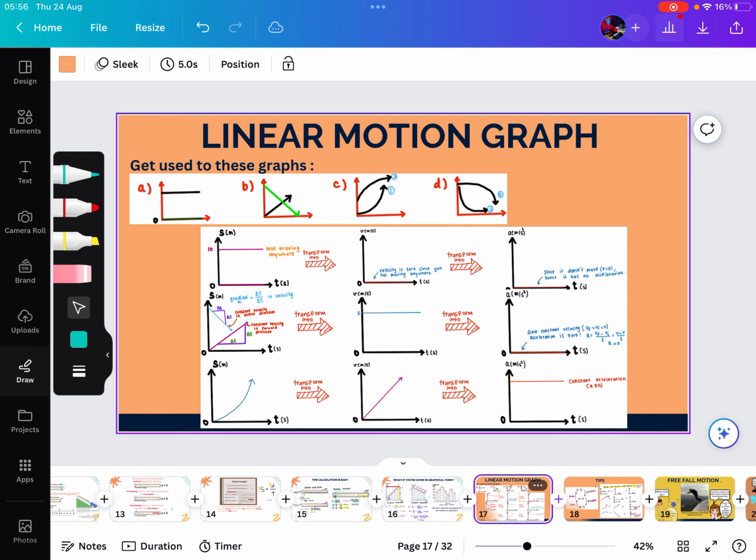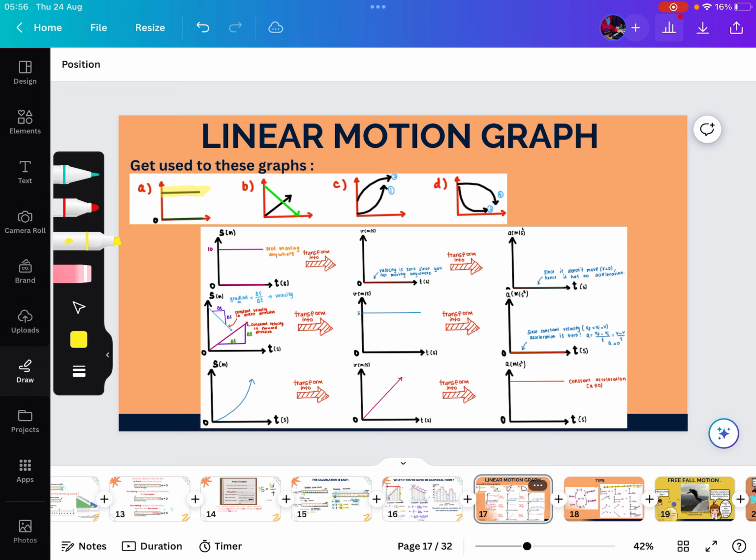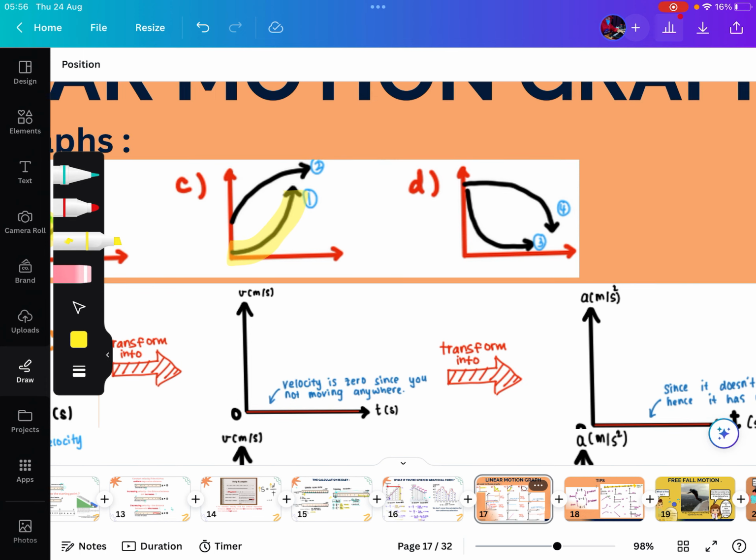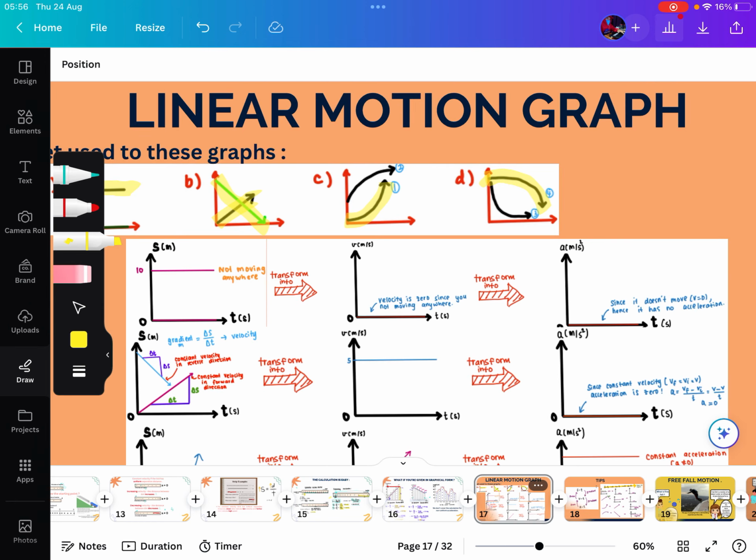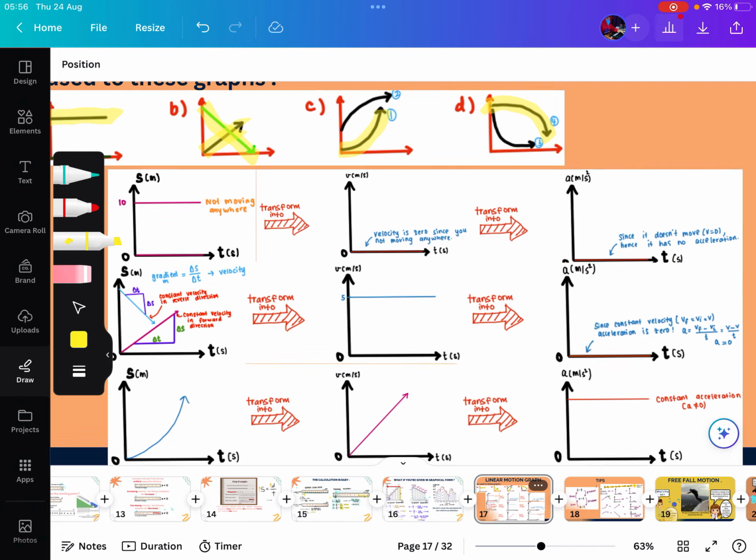All right, let's move into the linear motion graphs. You need to get used to these graphs. You have a flat graph like this, and then a straight line like this, so it is not flat but it is a straight line. And then you have a curve. A curve, like in number 1, is what you usually encounter in this topic rather than graph number 2. And for diagram D, you will usually encounter graph number 4 rather than graph number 3 in this chapter. So I want you to focus on that one.